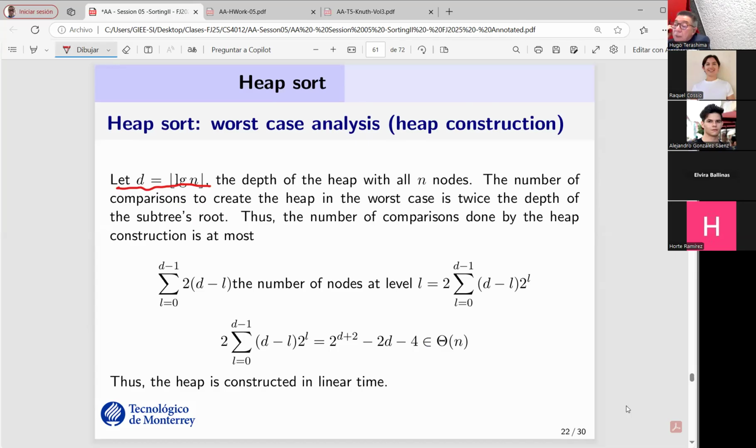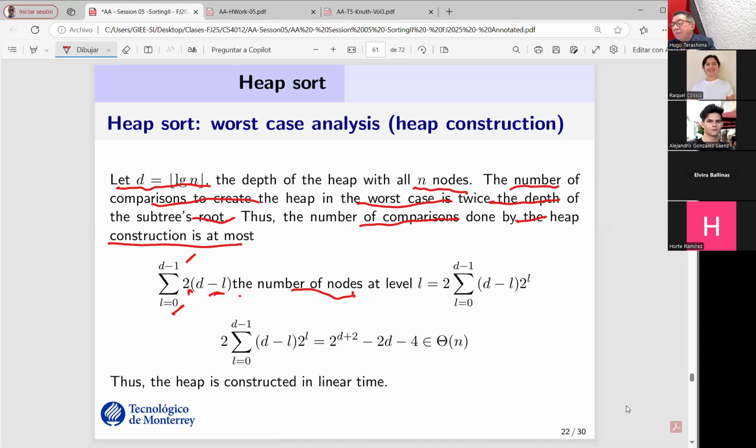The depth. The depth of the tree with n nodes, right? Which is the number of nodes that I have in the array. The number of comparisons to create the heap in the worst case is twice the depth of the subtree root, right? And then the number of comparisons done by the heap construction is at most the sum from 0 to d minus 1 of 2 times (d minus L), which is the height, multiplied by the number of nodes at level L, right?